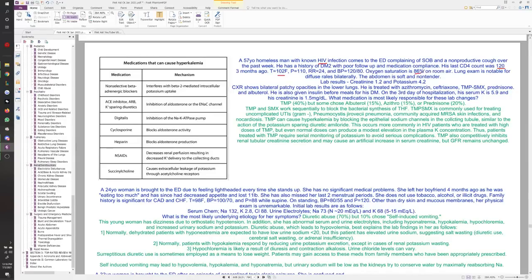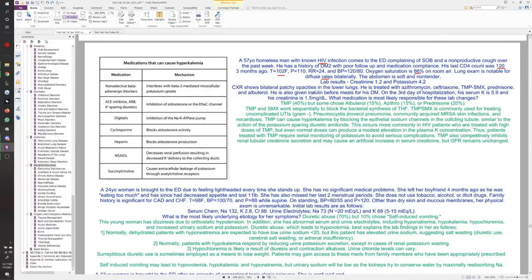Oxygen saturation is low because his lungs are not working that well. Lung exam is showing you rales. Abdomen is soft and non-tender. Potassium is looking normal. That's normal, between 3.5 to 5. Chest X-ray shows bilateral patchy opacities in the lower lungs. Treated with azithromycin, ceftriaxone, TMP, prednisone, and albuterol.